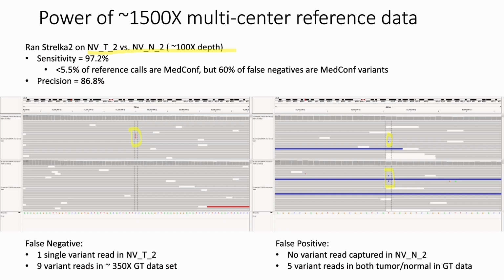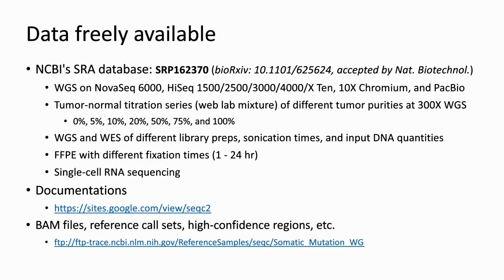The manuscript describing the work was deposited in the bioRxiv preprint server. It was recently accepted by Nature Biotechnology. All the data are publicly available. All the FASTQ files, those are the raw sequencing data, are available on SRA. BWA aligned BAM files, reference call sets, and the high confidence regions are on the NCBI FTP website described here. A lot of the documentation can also be found on this Google site.